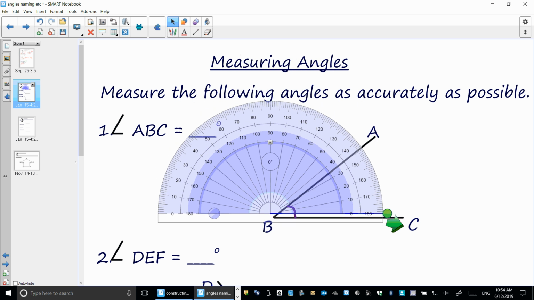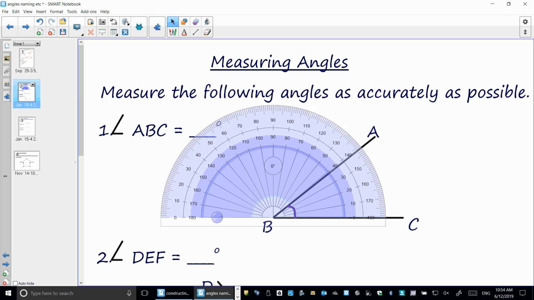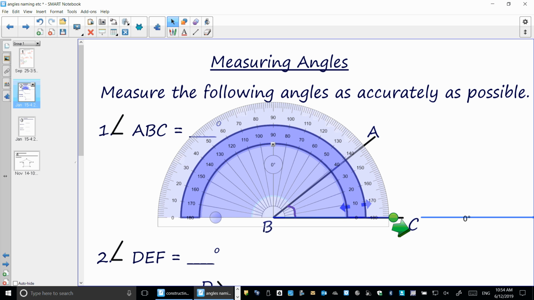Now, the next thing is you need to line up the arm of it. So my arm is here. I need to make sure that my protractor lays accurately along there. Now again, how am I going to do this?